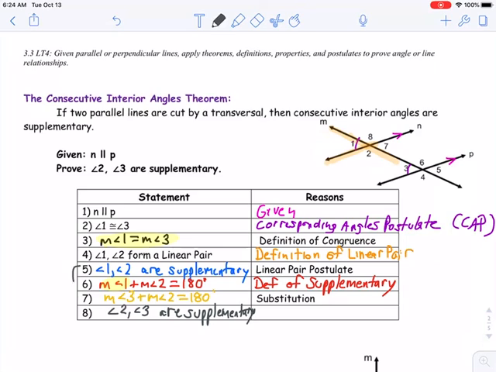That's what we did in 5 and 6. Since they're supplementary, they added up to 180 by definition of supplementary. And we can go in the other order. Well, since they add up to 180, they're supplementary by definition of supplementary. So remember, the valid definition, stuff that's really strong, we can go either direction. Supplementary is a good example of how we can go from 180 to supplementary or supplementary to 180.